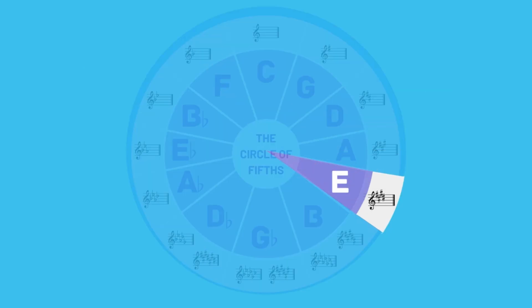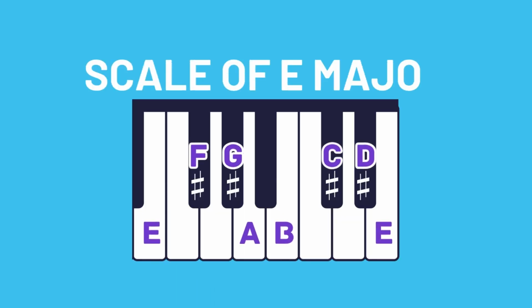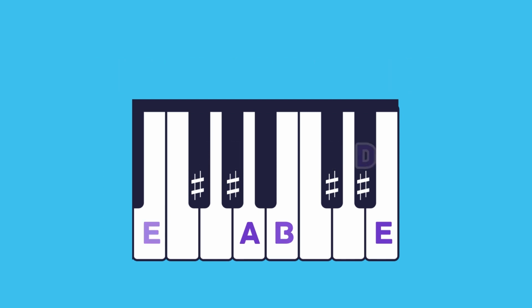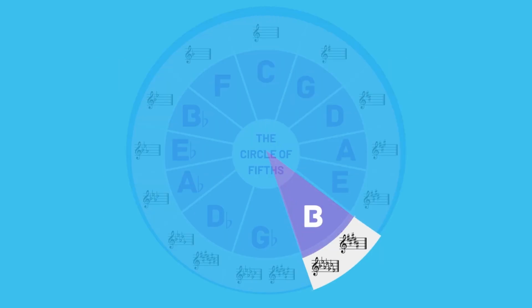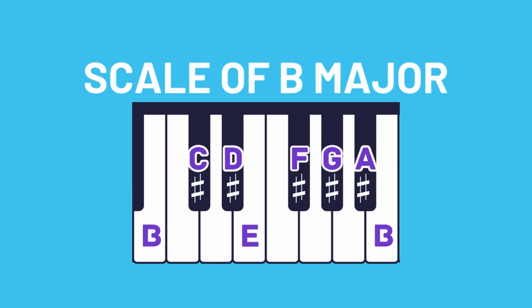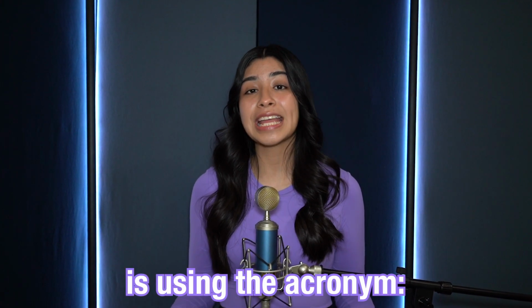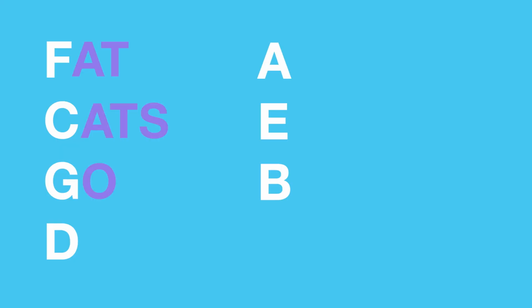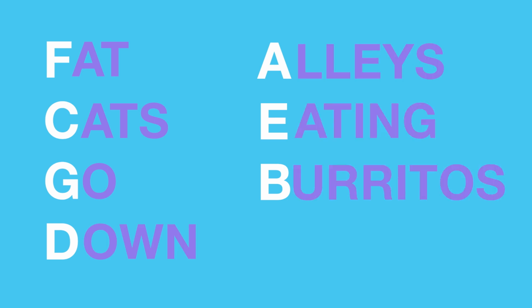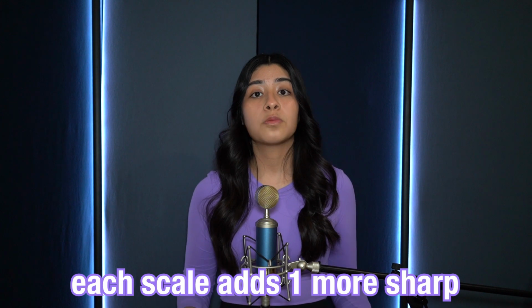The scale of E has 4 sharps, F sharp, C sharp, G sharp, and D sharp. The scale of B has 5 sharps, F sharp, C sharp, G sharp, D sharp, and A sharp. One easy way to remember this is using the acronym Fat Cats Go Down Alleys Eating Burritos. And if you see, there's a pattern where each scale just has 1 more sharp.